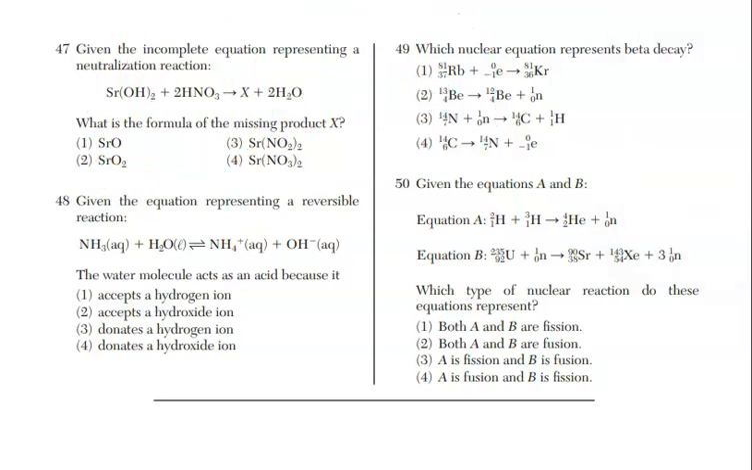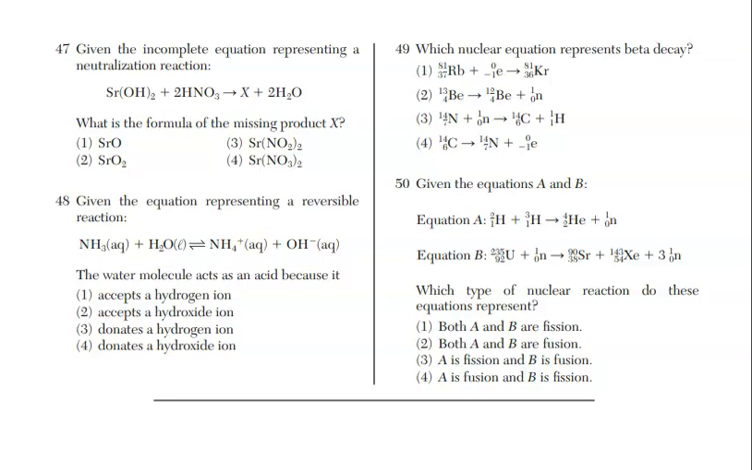For question 48, given the equation representing a reversible reaction, the water molecule acts as an acid because it. Well, there are 2 definitions for an acid. Arrhenius's definition is that an acid gives us H plus as an ion in water. The other definition, which New York State calls the alternative definition, or the other acid-base theory, is that an acid is what they call a proton donor. But a proton really means an H plus donor. Now, that's exactly what we're dealing with here.